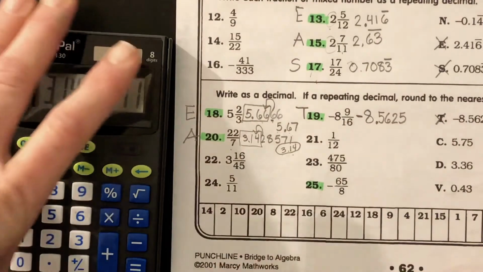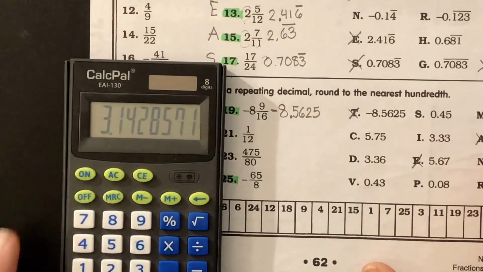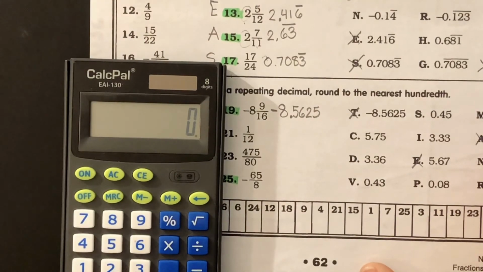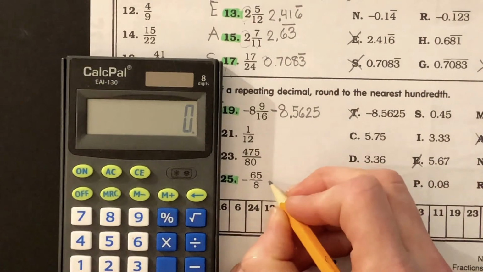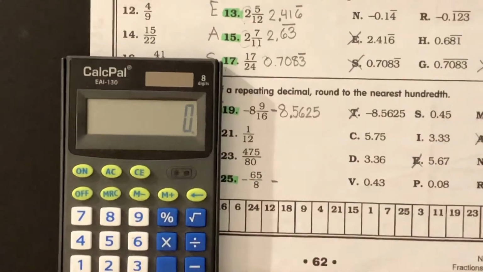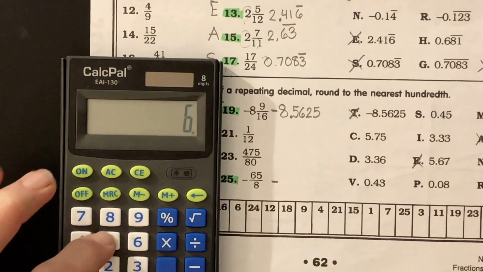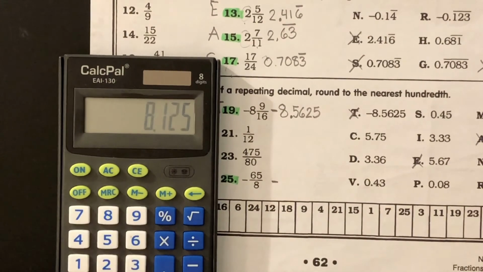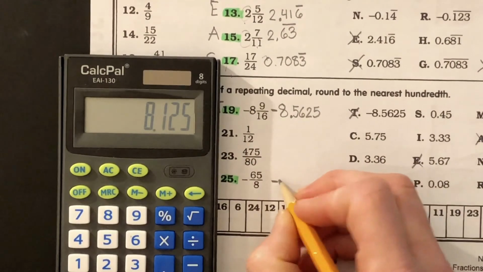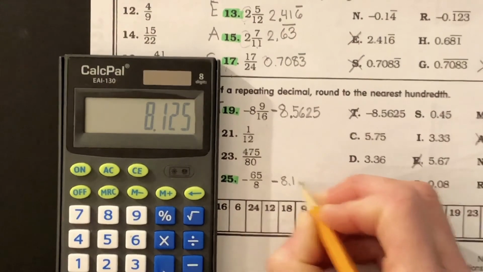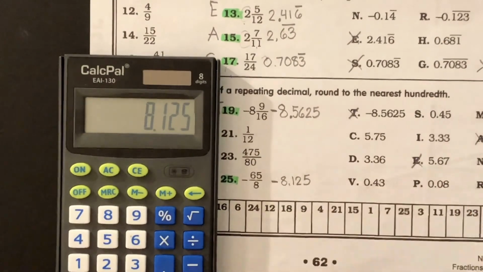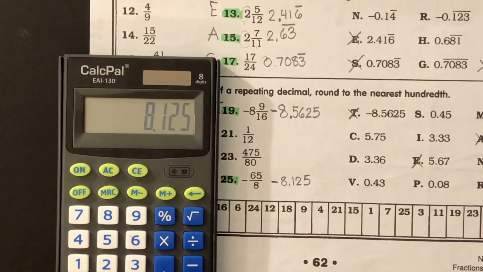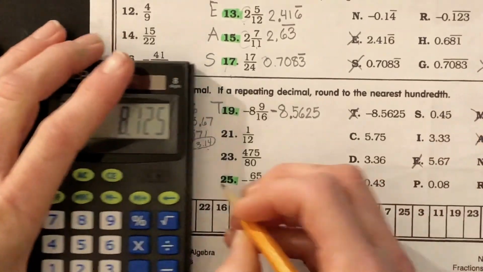And finally, 25. Negative 65 divided by 8. That's significant. 65 divided by 8. This one's terminal too. 8.125. No rounding for us on this one. Negative 8.125. Right up here, M. 25 is M.